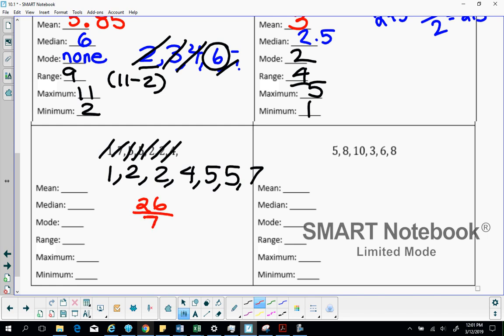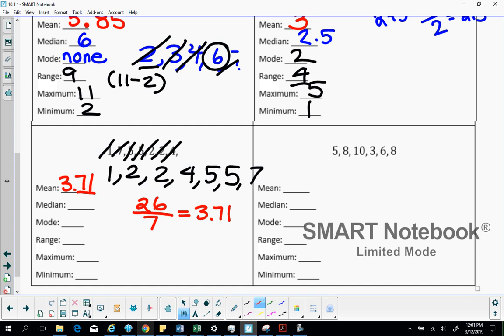7. 3.714. So we can always round to the nearest hundredth, unless they say otherwise.